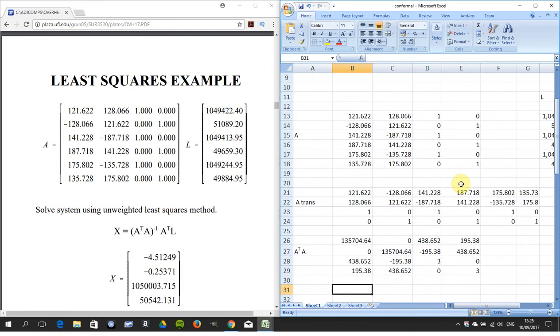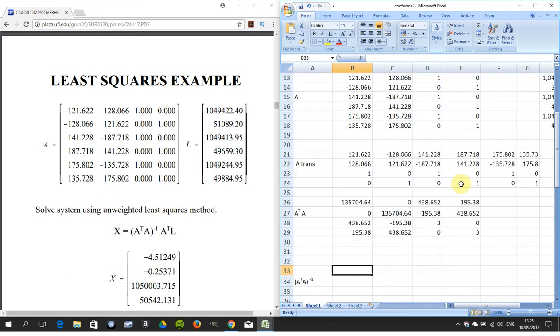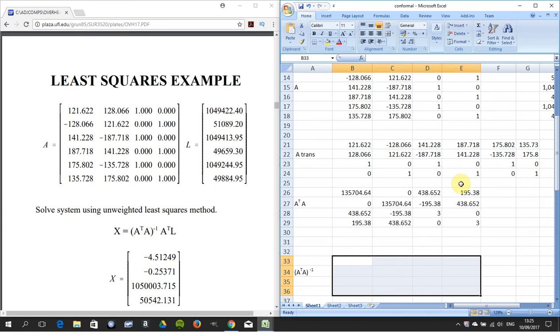Okay. Next bit is we want to get the inverse of A transpose A, so that's the A transpose A, which is a 4 by 4, and the inverse of that is a 4 by 4. Equal MINVERSE, round brackets, the array, close round brackets, finger on control, finger on shift, finger on enter.